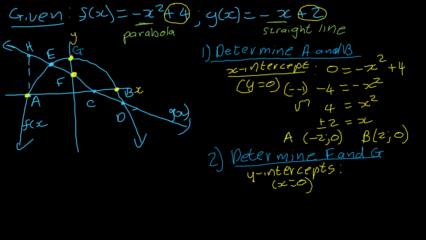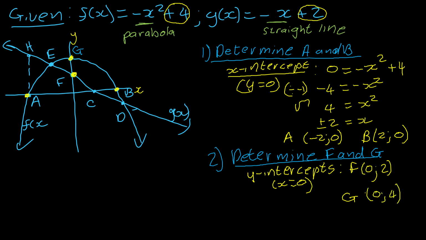So F is the y-intercept of the straight line, meaning its coordinate is going to be (0, 0 plus 2), so (0, 2), and then for your coordinate of G, which is the y-intercept of the parabola, that coordinate is just going to be (0, 4).